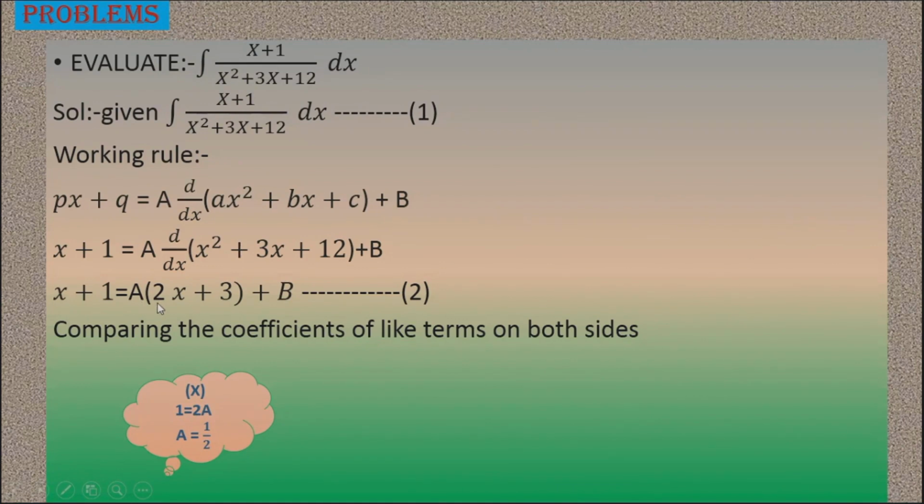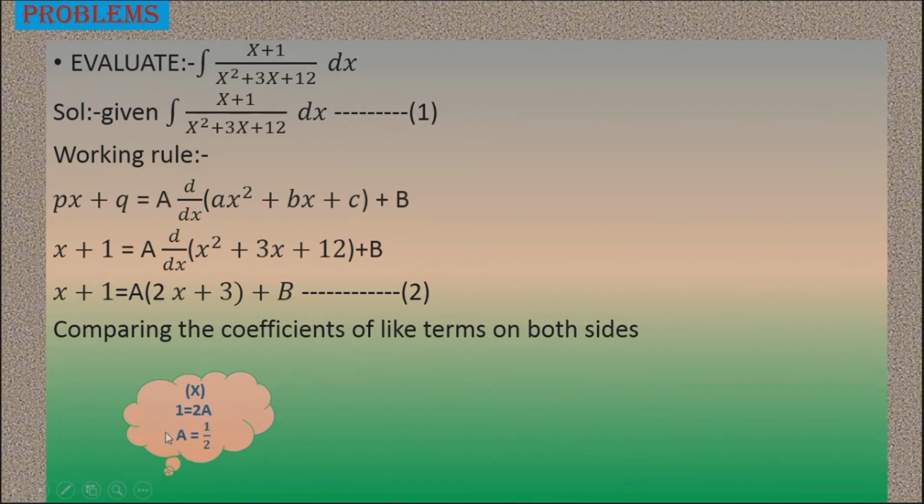On the left side the x coefficient is 1 and on the right side the x coefficient is 2, 2 into A, 2A it becomes. So 1 is equal to 2A. So A is equal to how much? 1 by 2, taking 2 to the outside. So A is equal to 1 by 2. Right, here we got the value of A.